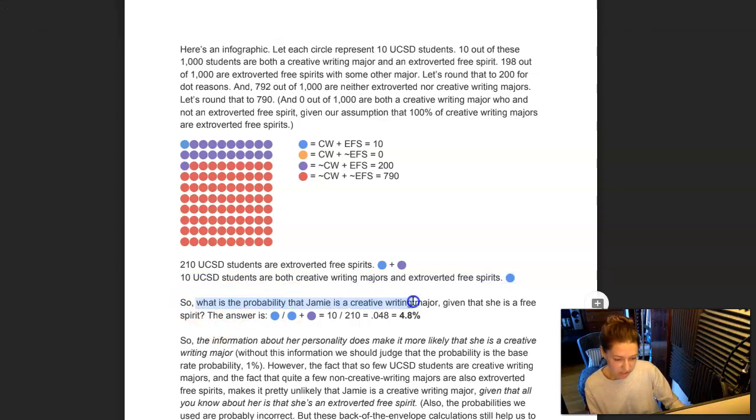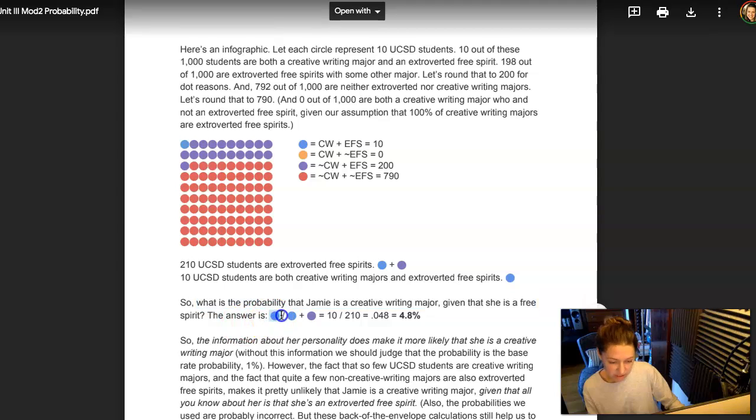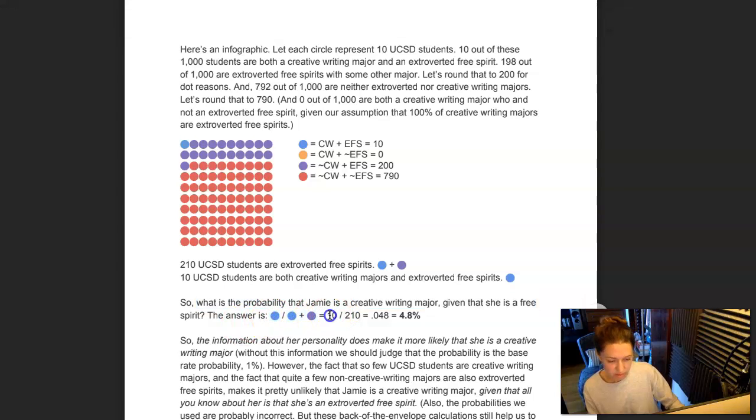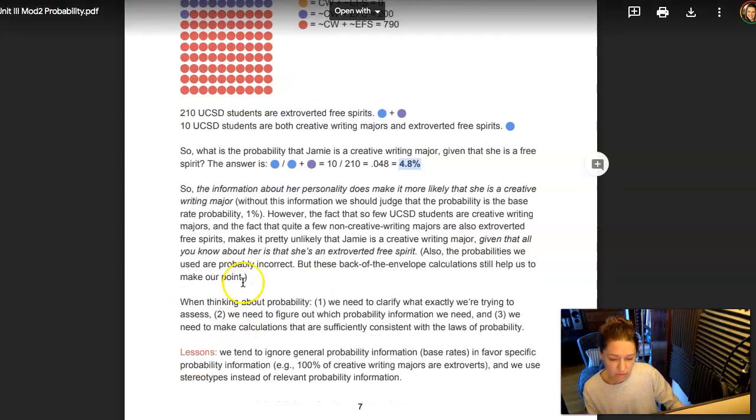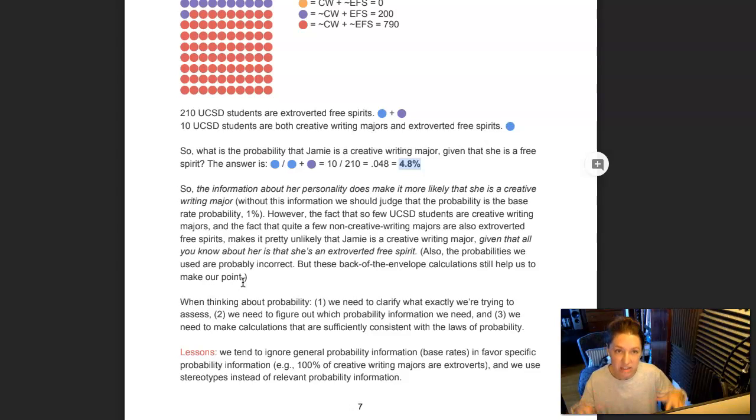So, what is the probability Jamie's a creative writing major given she's a free spirit? The answer is blue dots divided by blue plus purple dots, where 10 divided by 210 equals 0.048 or 4.8%. So when we're given this information about her personality, it does increase the probability that she has this particular major, but not by a lot. Now it's only about a 4% chance. So the base rate significantly influences the probability in this case about what her major is or is not. And if we reason purely on the basis of fit with a stereotype or example, we're likely to get it wrong.